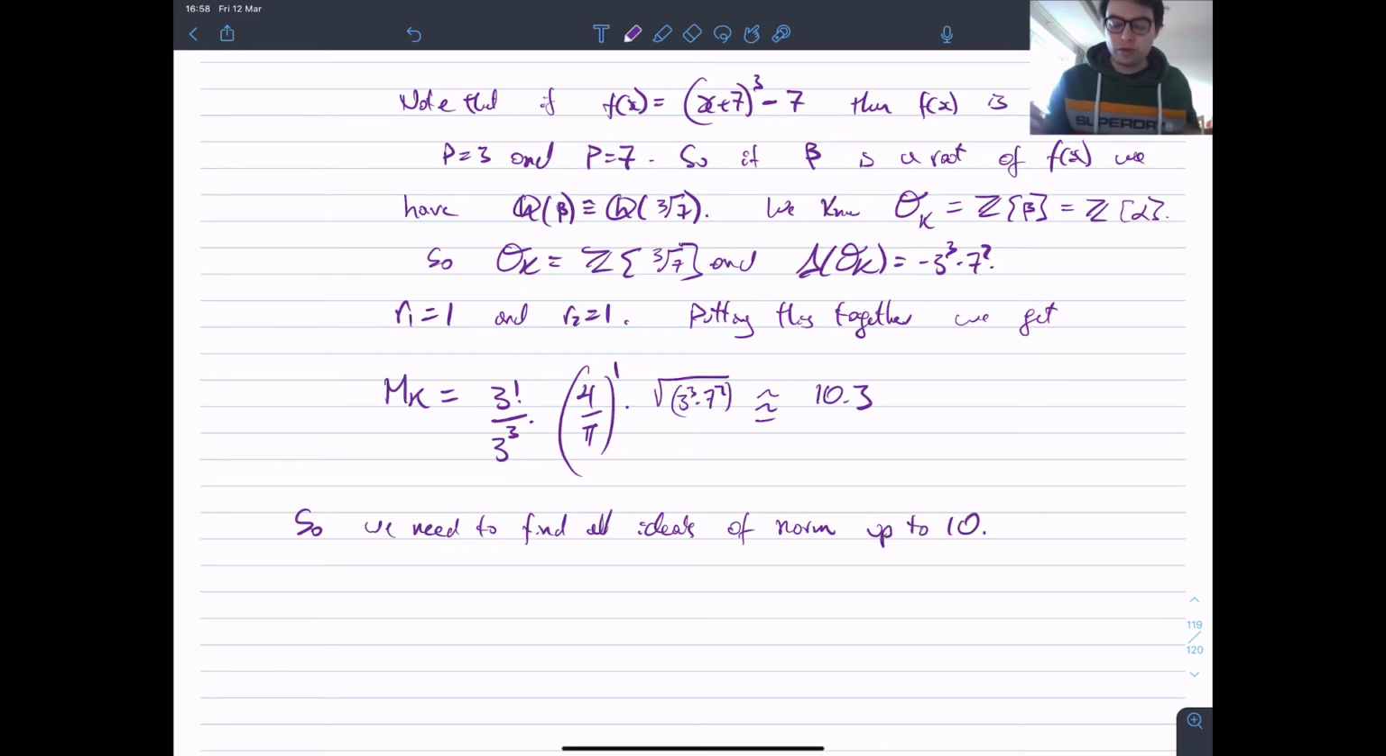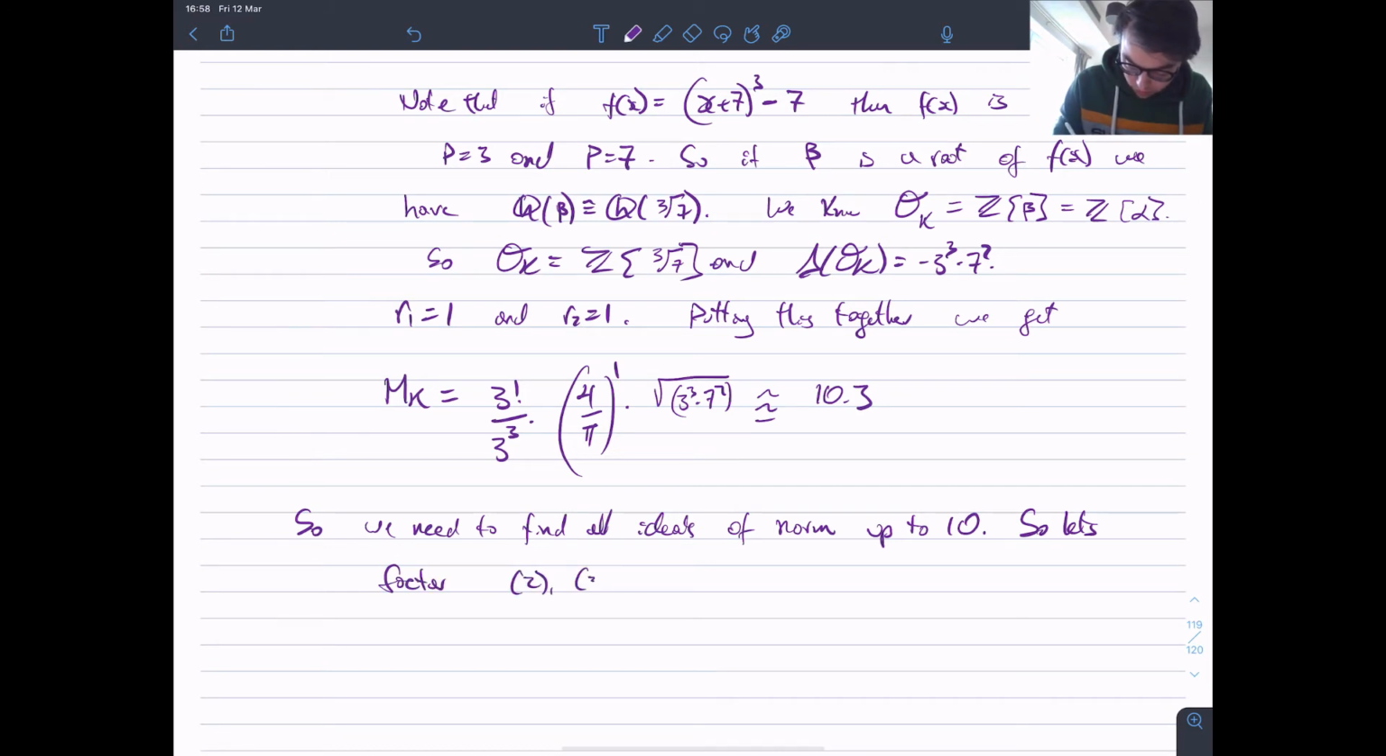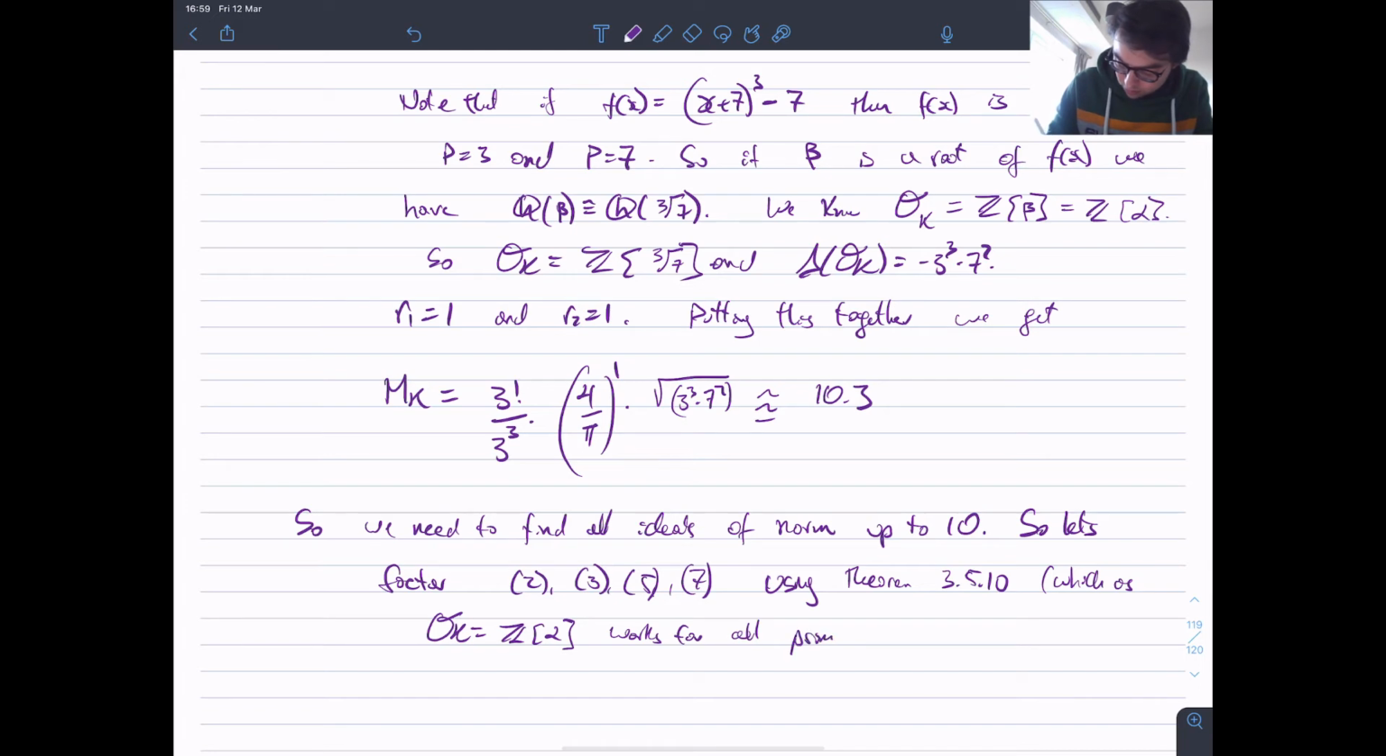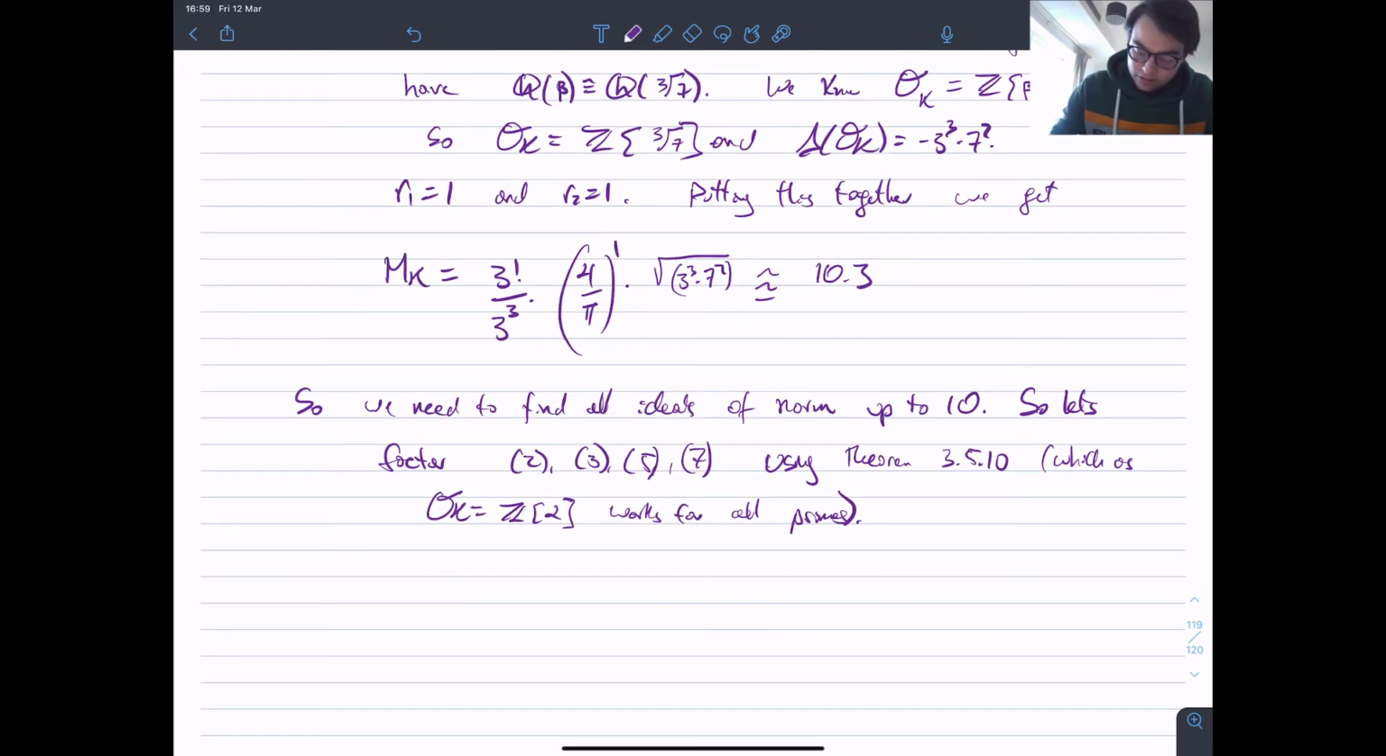Great. So we look at the primes less than 10 and we factor these. So let's factor 2, 3, 5, and 7 using this theorem, Theorem 3.5.10, which I'm just going to note, which says that O_K is the same thing as Z[alpha], so this works for all primes. Great. So let's factor these ideals.